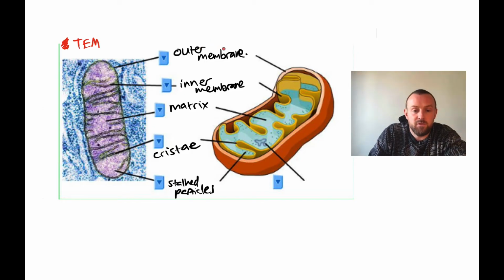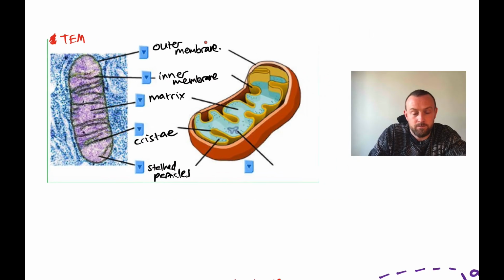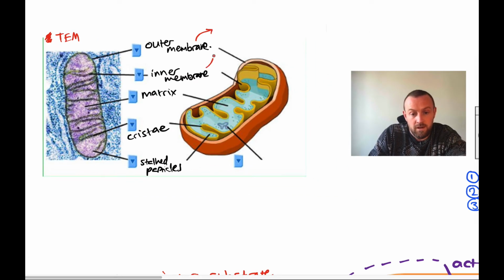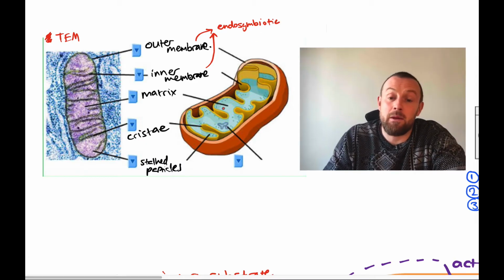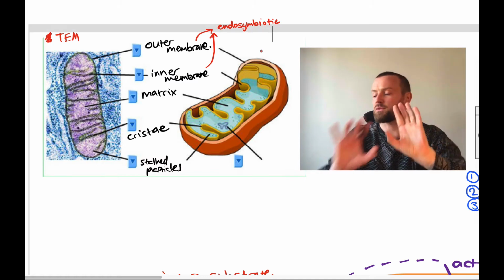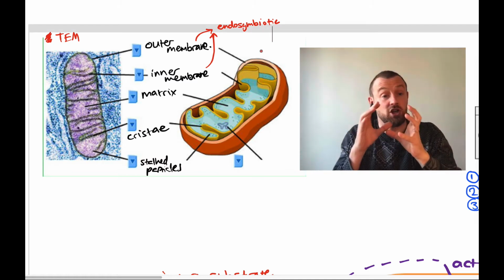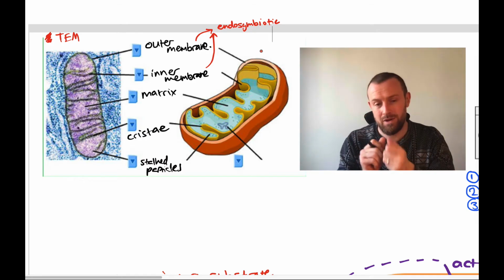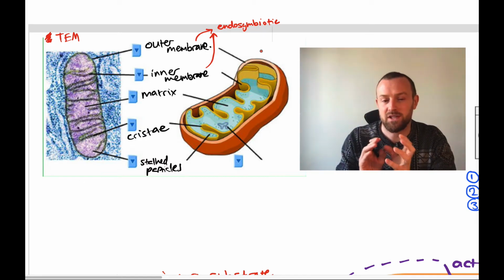Okay, so first of all, the outer membrane and the inner membrane together are evidence of endosymbiotic theory, which is the idea, proven essentially. It's not really a theory, it's fact. The endosymbiotic theory is the idea that mitochondria used to be their own free-living bacteria, and then they were swallowed by a larger proto-eukaryotic cell, so an early eukaryotic cell.